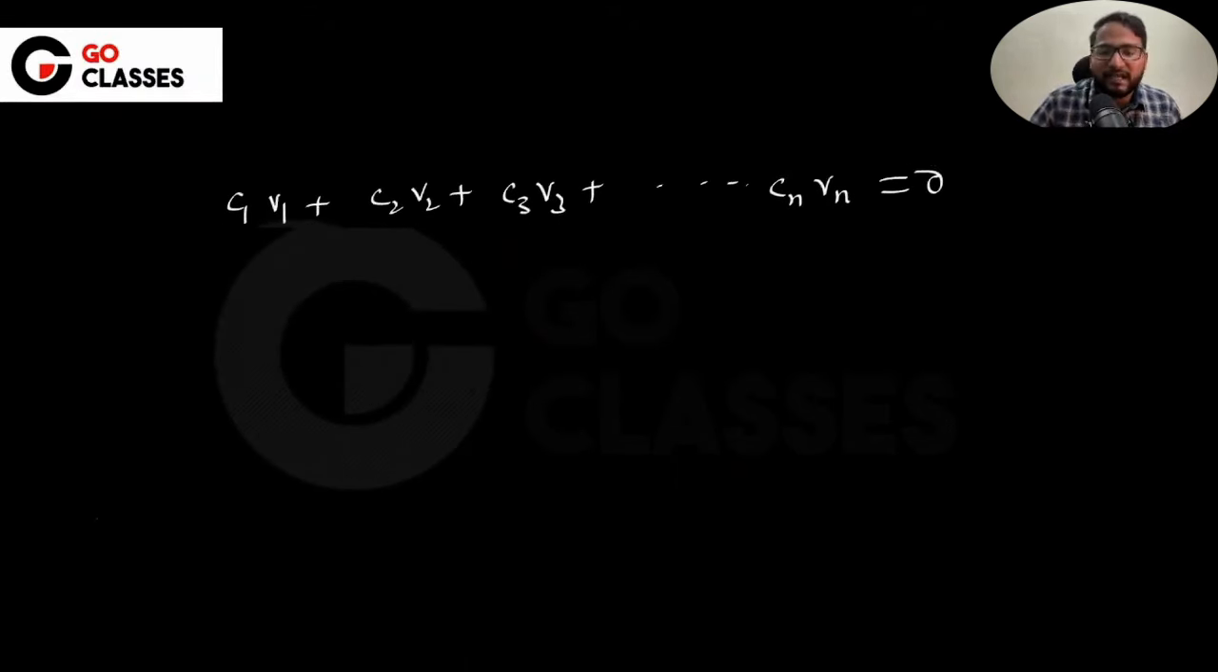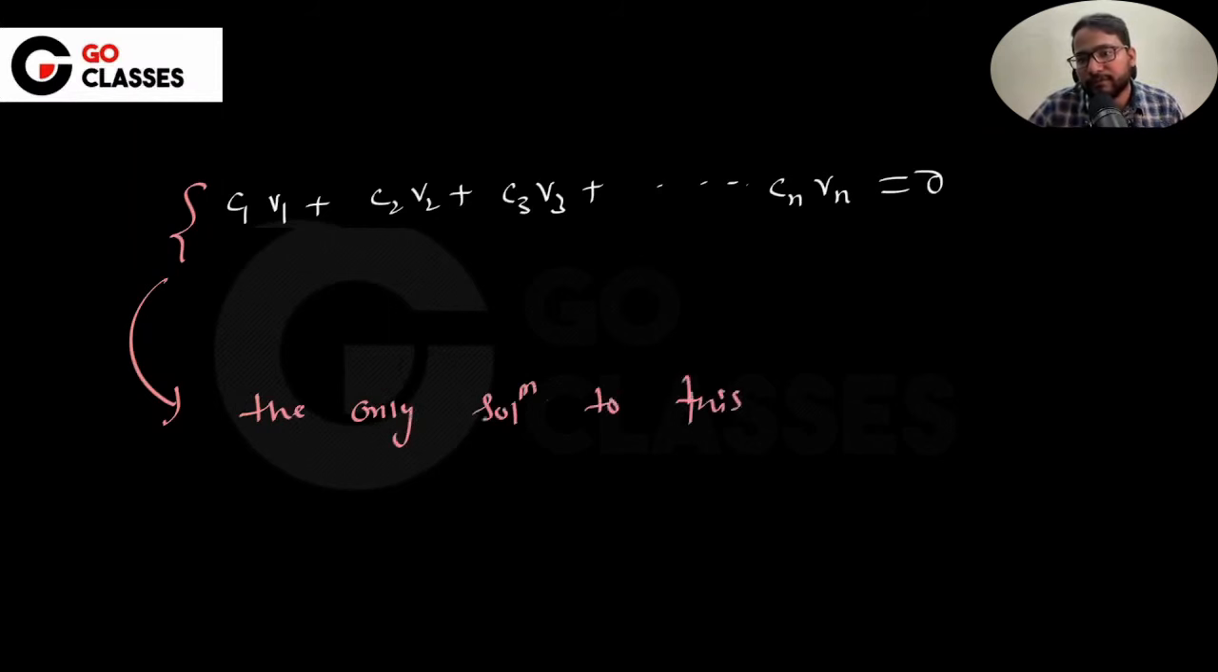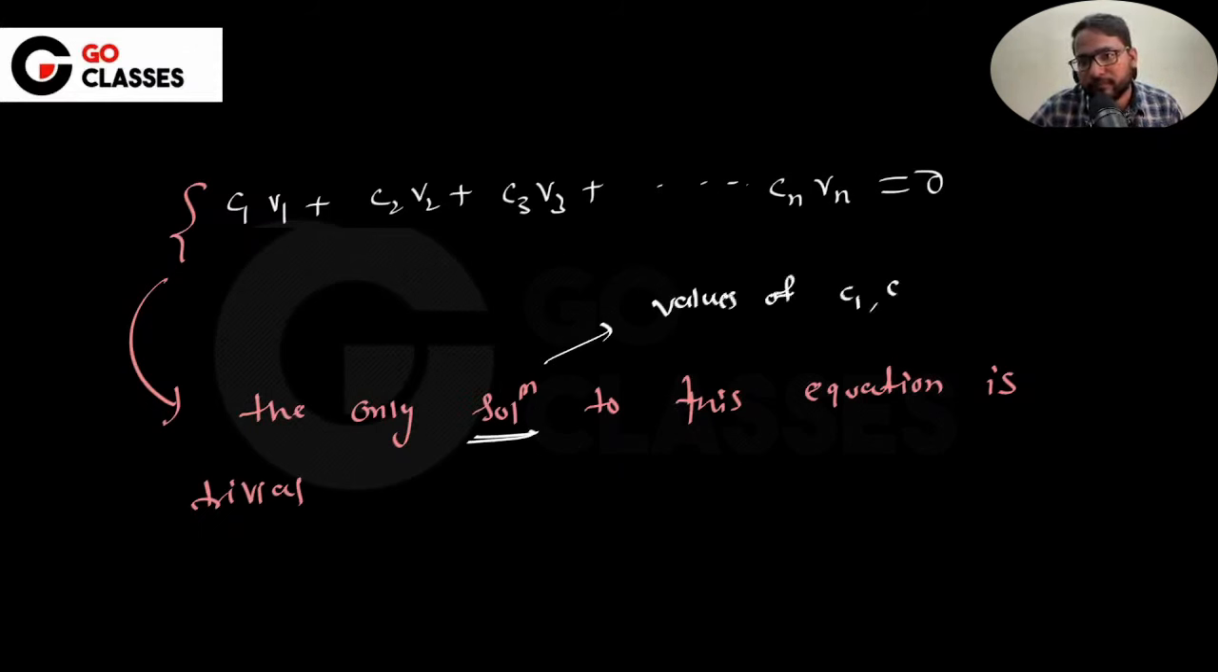See, what I'm saying here, if they give you any set of vectors, then you will be asking ci whether you have one non-zero ci. If they say that the only solution to this set of vectors, to this equation, is the trivial solution, right? Solution means the values of c1, c2, c3. Trivial means that they are zeros, c1, c2, c3 are zeros. They are saying the only solution is that they are zeros. Then it means that they are linearly independent.